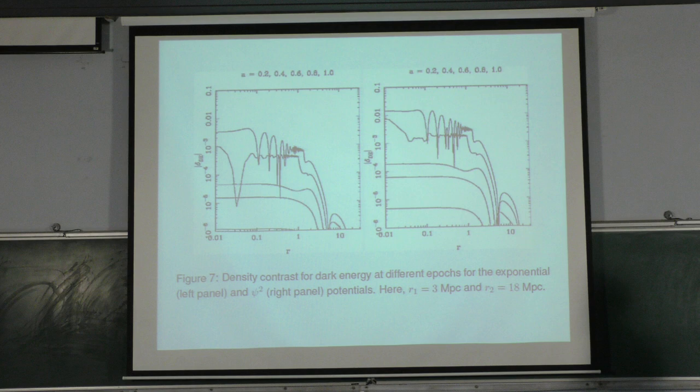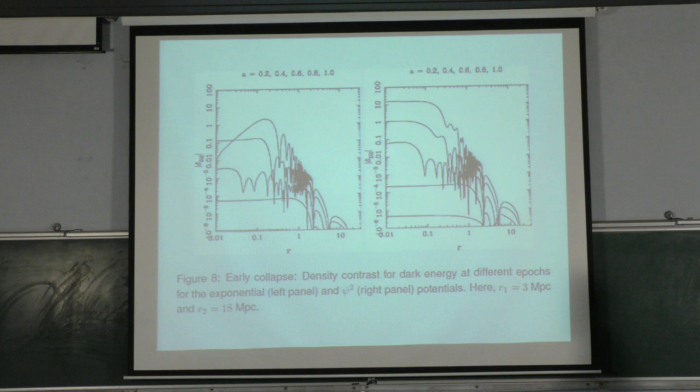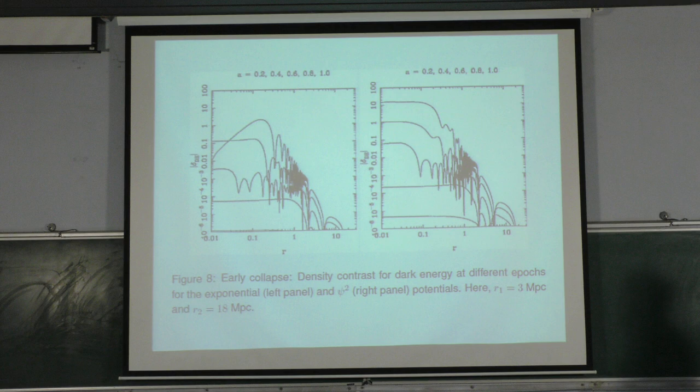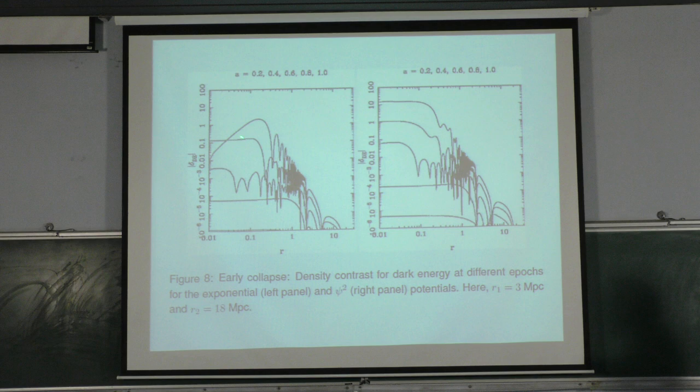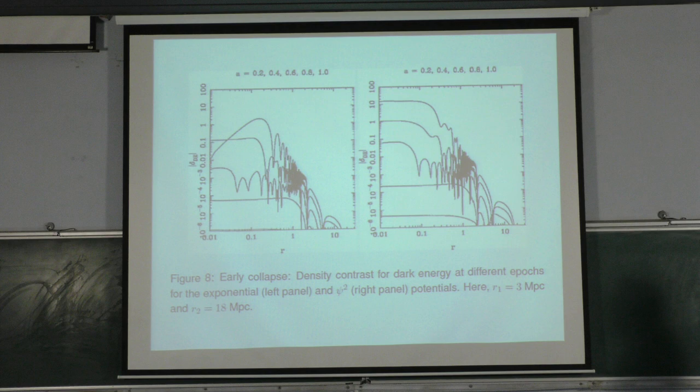What happens if the collapse happens earlier, which means the test field inside the virial halo will have a longer time to evolve? This is for a halo which collapses at redshift of 1.5, not at half. Same set of curves, but now notice how the scale on the y-axis has changed. And you find density contrasts, for exponential potential, you go above 1. And for the phi square potential, you go well above 10. So fluctuations, perturbations in dark energy can become fairly significant over here.